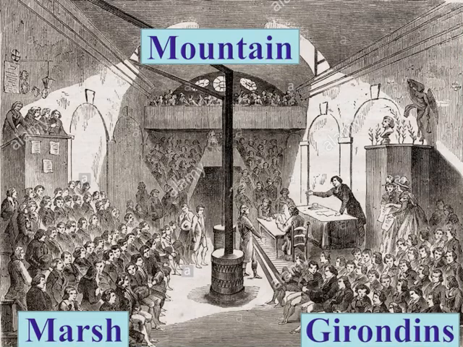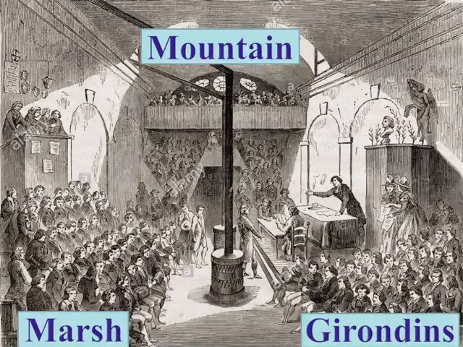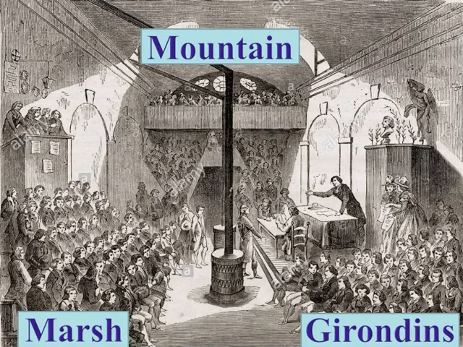The radicals sat to the left of the speaker's stand in what resembled stadium seating or this high balcony, and they became nicknamed the Mountain, as if they are on top of a mountain high to the left of the speaker's stand. These are the radicals of the Jacobins. They're calling for more bloodshed, a continuance of the revolution, to kill the king, the establishment of a republic, and most violent means necessary. To the right of the speaker's stand were the Girondins.